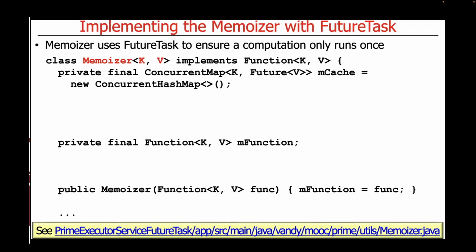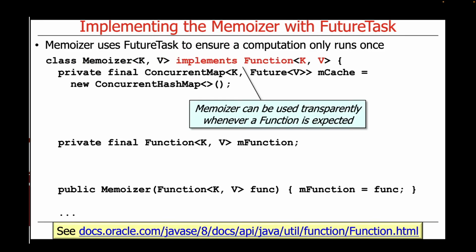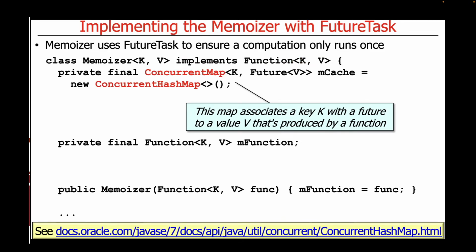First I'll show you the overall structure of this class. And of course you can get the source code here in my GitHub repository. So Memoizer is a Java generic. It implements the Function interface that allows us to transparently use the Memoizer anywhere Function would have been used. And Function gets used a lot for computations. And internally it uses a ConcurrentHashMap.